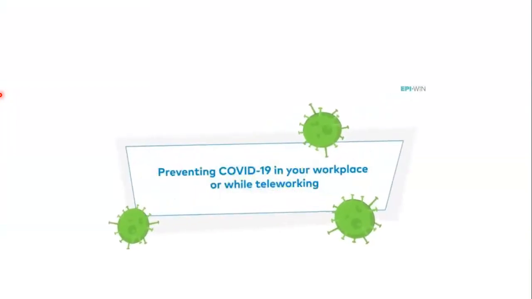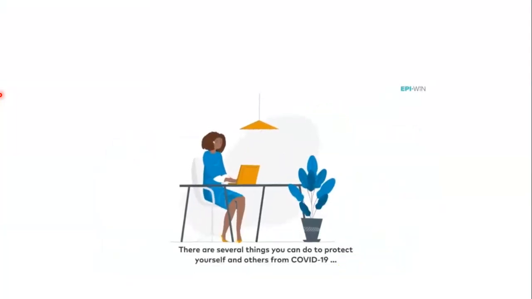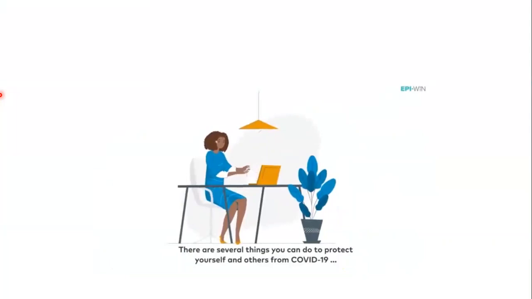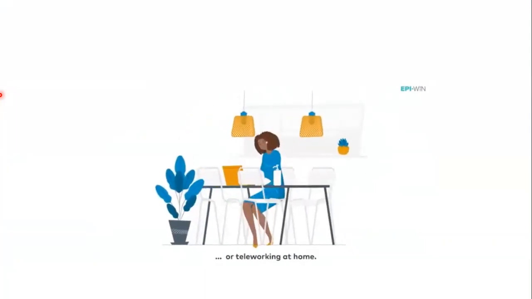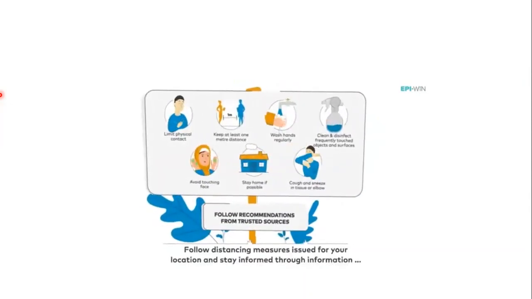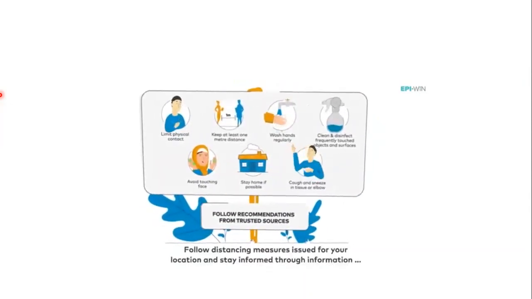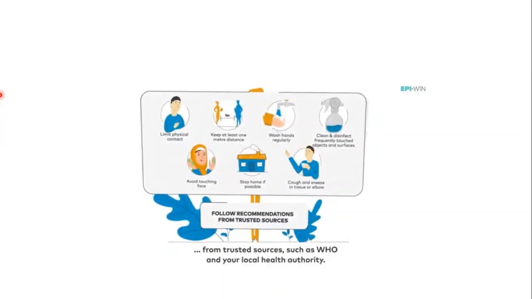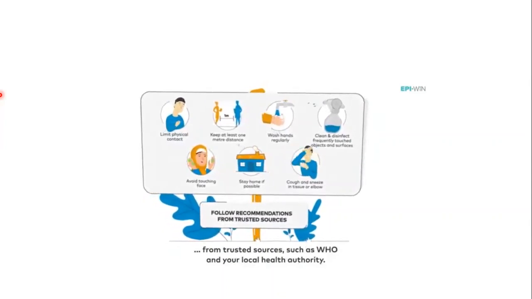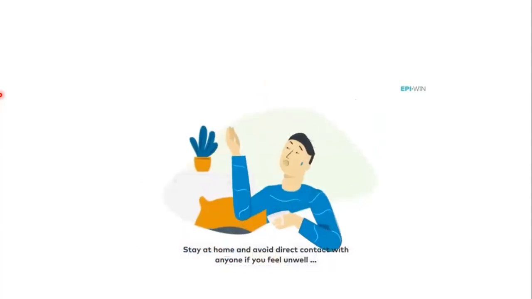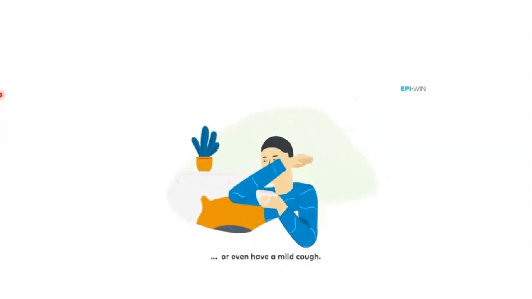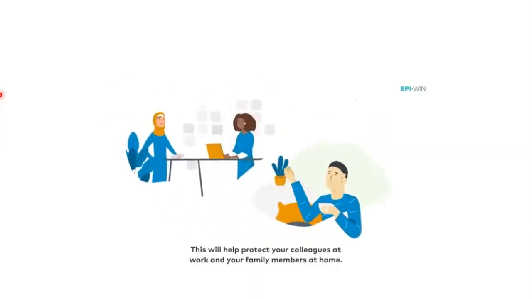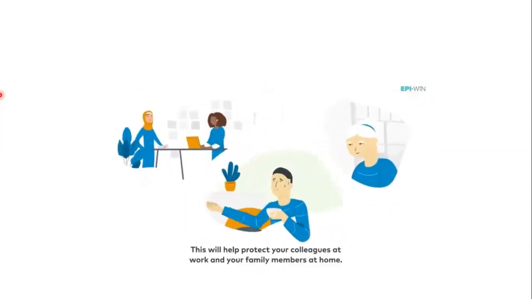Preventing COVID-19 in your workplace or while teleworking. There are several things you can do to protect yourself and others from COVID-19 in your workplace, whether you are at your work site or teleworking at home. Follow distancing measures issued for your location and stay informed through information from trusted sources, such as WHO and your local health authority. Stay at home and avoid direct contact with anyone if you feel unwell or even have a mild cough. This will help protect your colleagues at work and your family members at home.